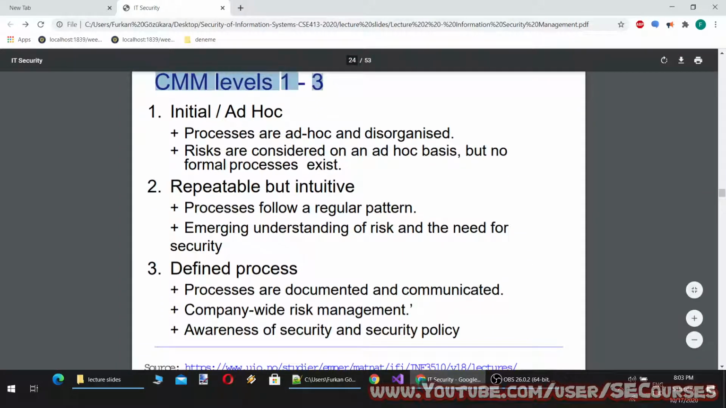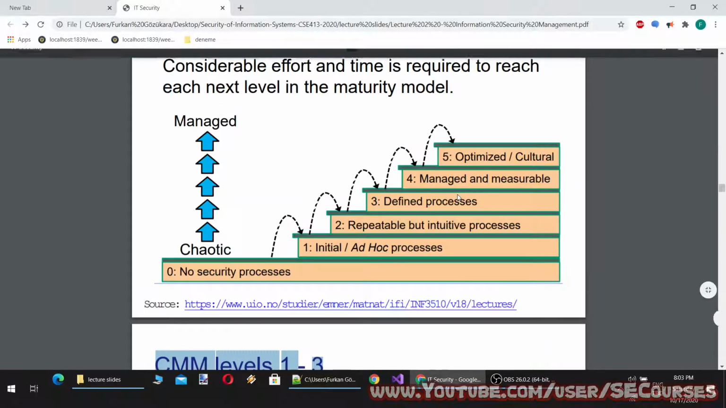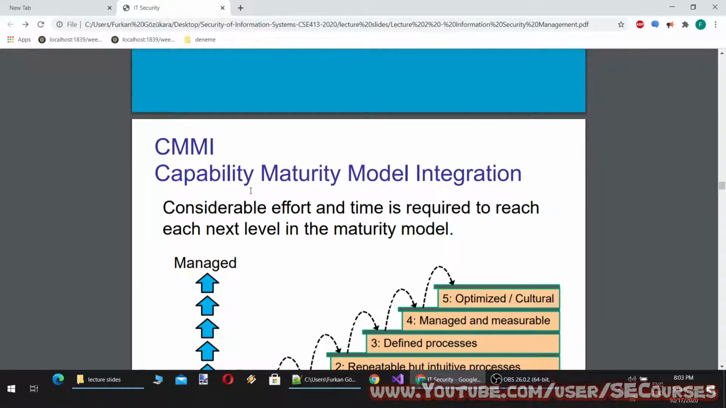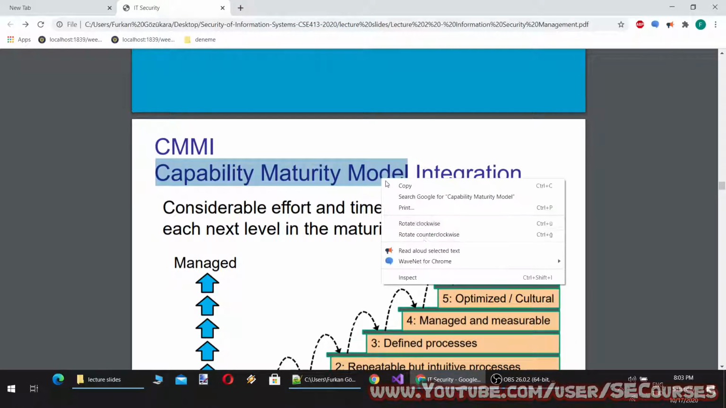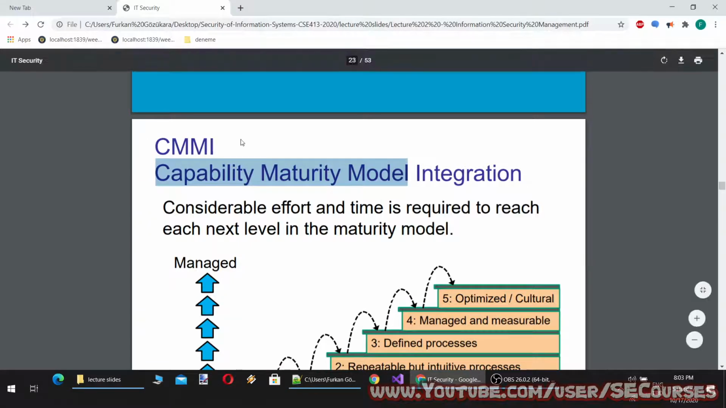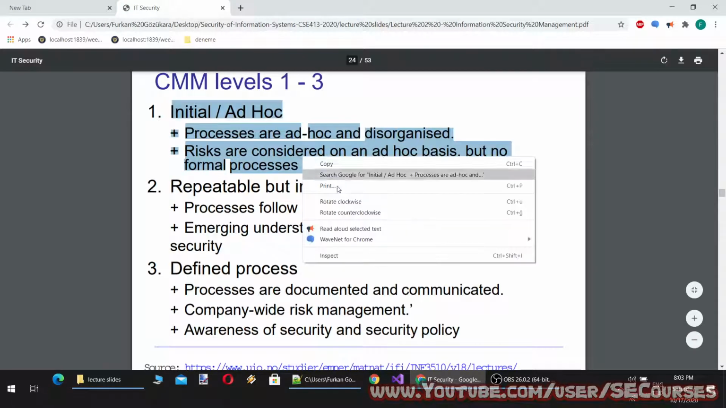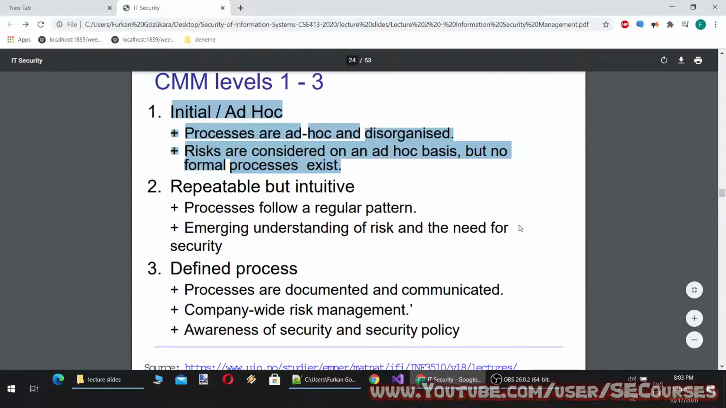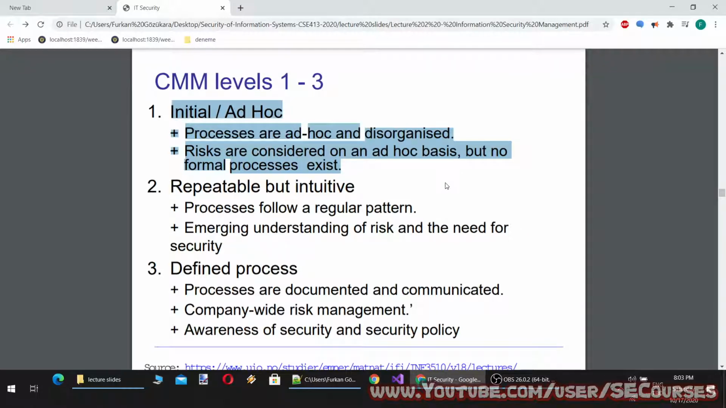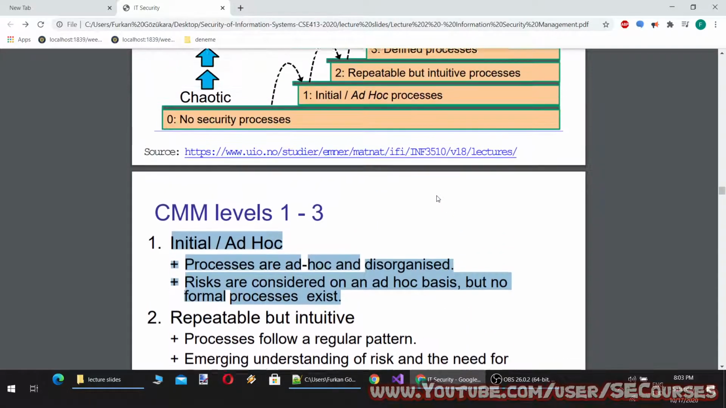Okay, let's see the levels. CMM levels 1 to 3. So what is CMM? Capability Maturity Model. First, initial ad hoc: processes are ad hoc and disorganized, plus risks are considered on an ad hoc basis, but no formal processes exist.